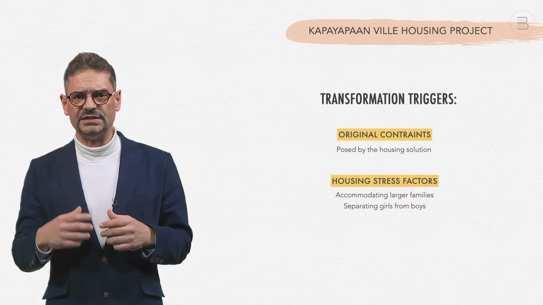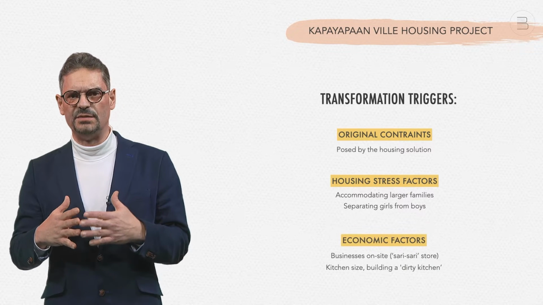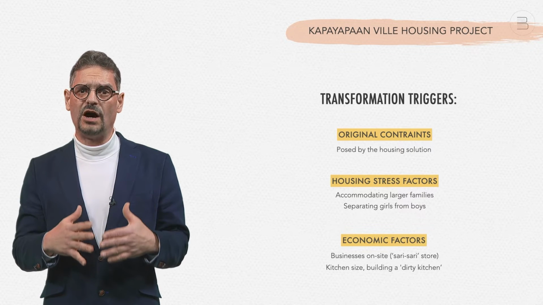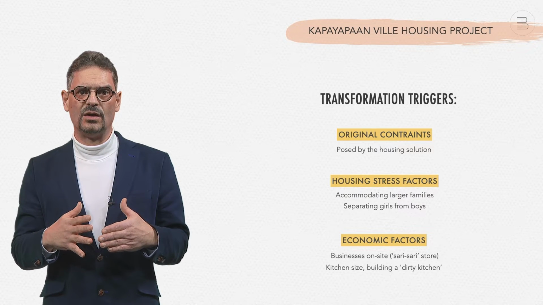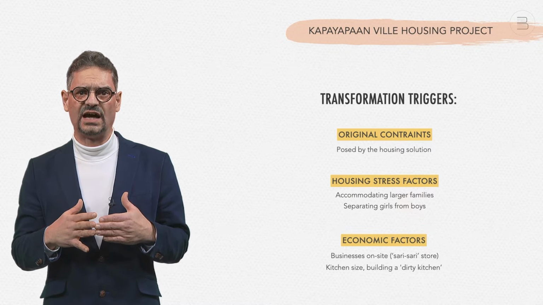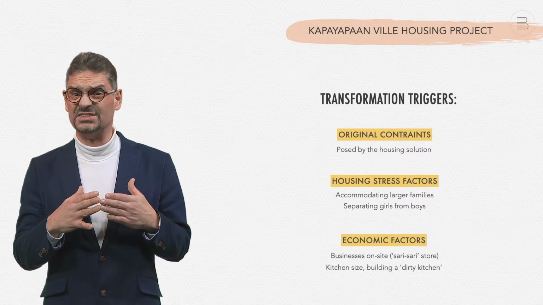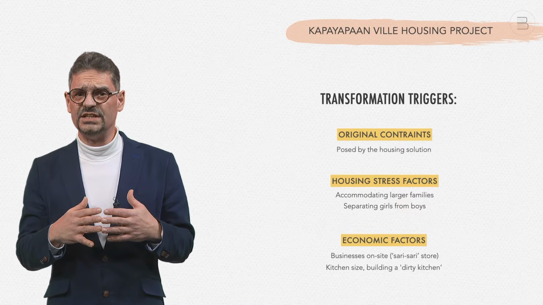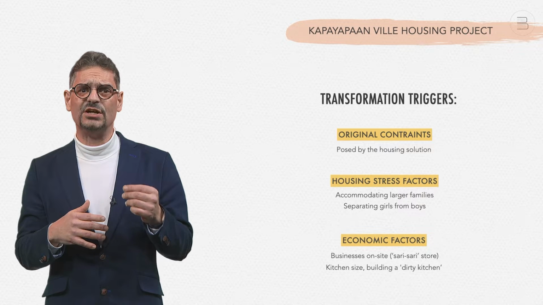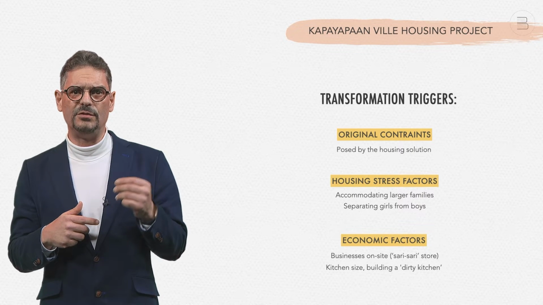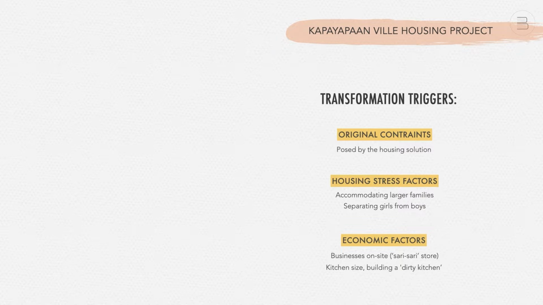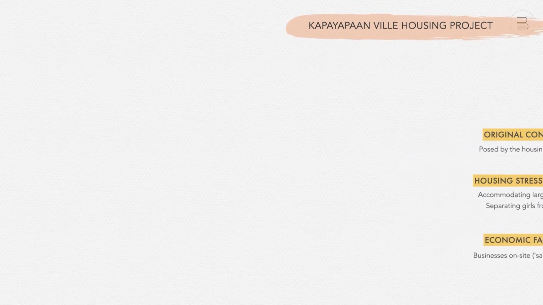Economic factors triggering the process were mainly related to having a business inside the house, largely represented by putting up a sari-sari store. Other reasons were the need of the family to increase the size of the kitchen and add what is known in the culture as a dirty kitchen. A dirty kitchen, just to clarify, is a separate outdoor space attached to the kitchen where, for example, meat and fish can be cleaned.